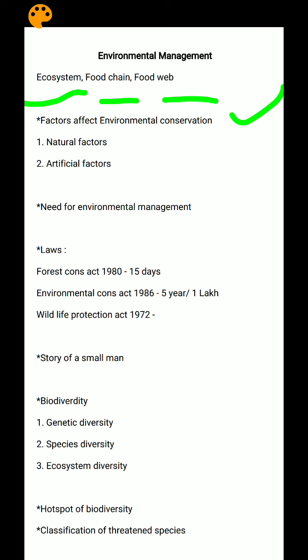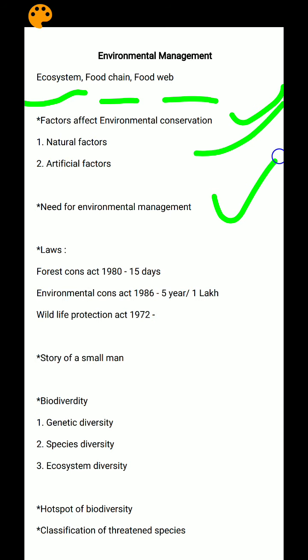Next point is factors affecting environmental conservation. Which factors are affecting environmental conservation? There are some natural factors like earthquakes, volcanoes, tornadoes, etc. These are the factors which are natural, that affect the environment. And next, artificial factors, which are man-made factors: pollution, and many things we can write in the artificial factors. For growth purposes we have destroyed the forest. So many things we can write in this point.